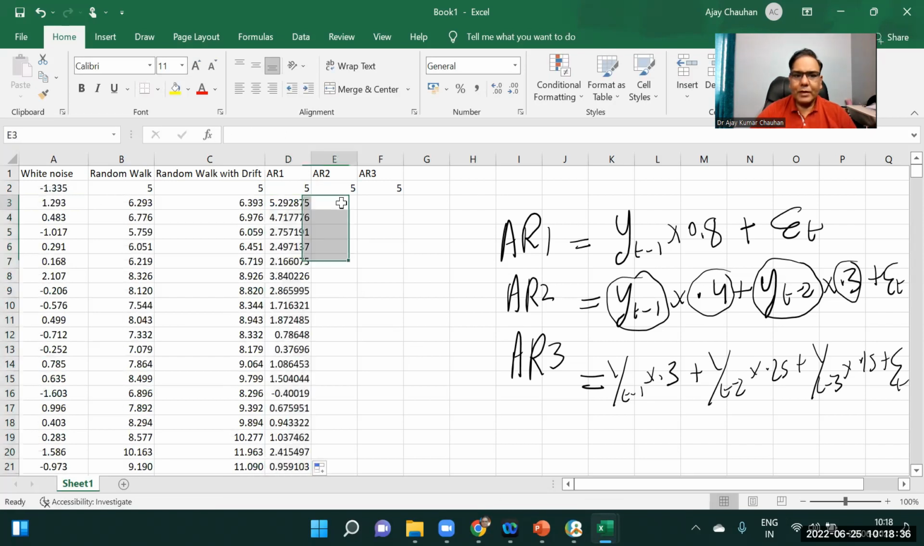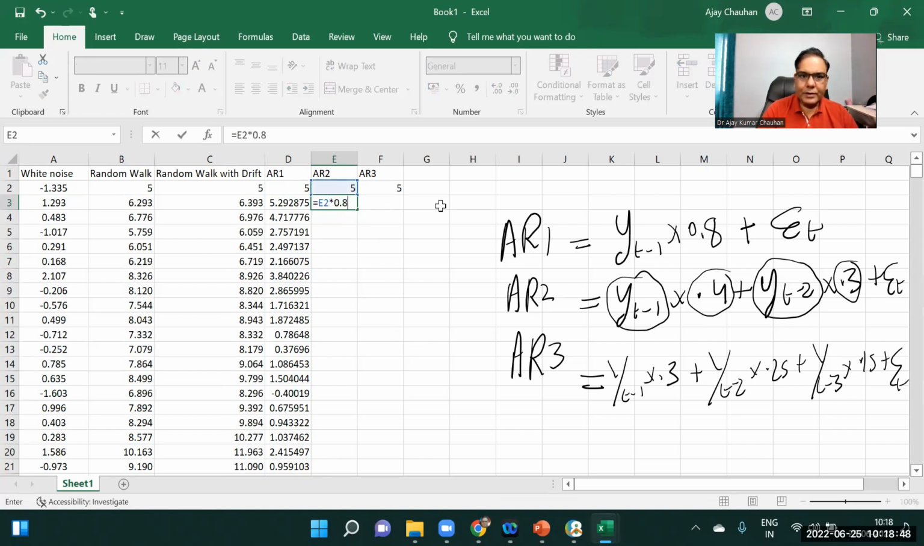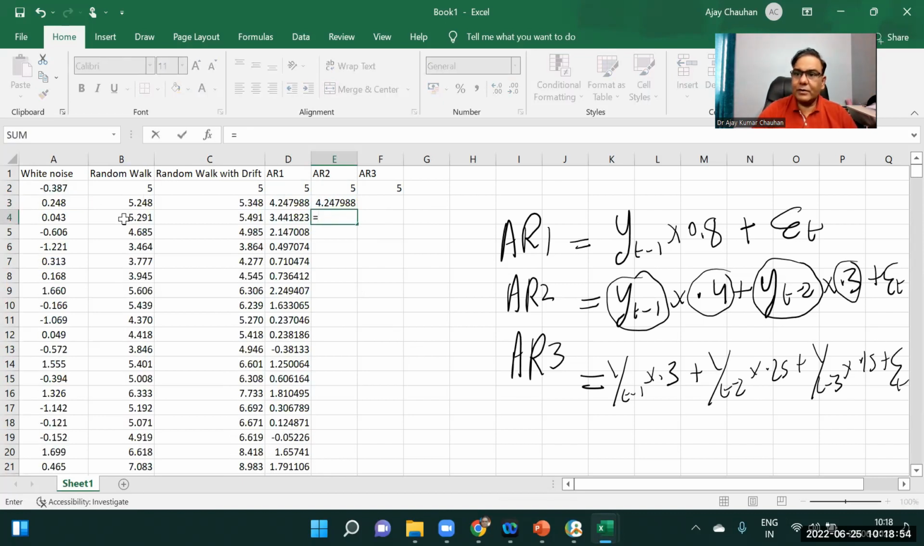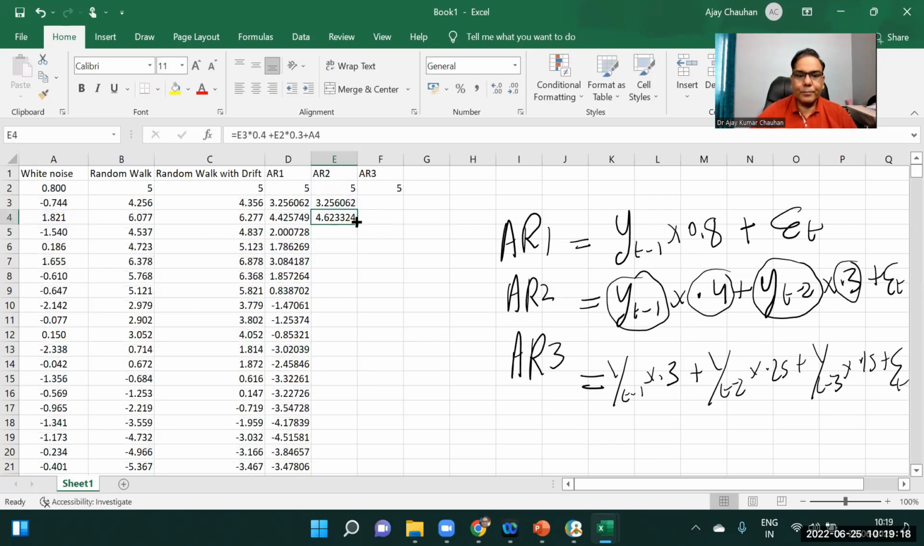Now in this case, I am taking the AR2 series. The first one is just like AR1, multiplied by 0.8 plus Et. But in the second case, I am using two values. This is Yt minus 1 multiplied by 0.4, plus, because it is AR2, we are taking two lags. This is the second lag multiplied by 0.3 plus Et. This is AR2 series. Similarly, we can go for AR3.